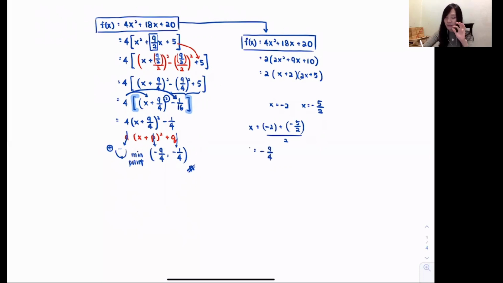Most important is this particular precious moment. Do you guys realize that my x, I get negative 9 over 4? This x is also negative 9 over 4. Obviously, it should be the same. Impossible, I teach you another method and it doesn't work, right?